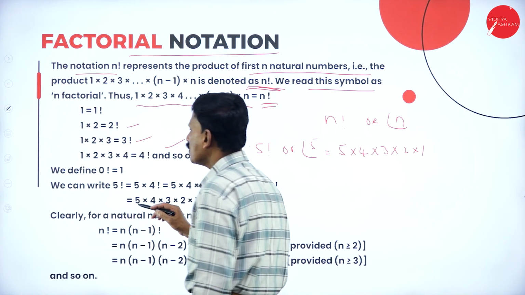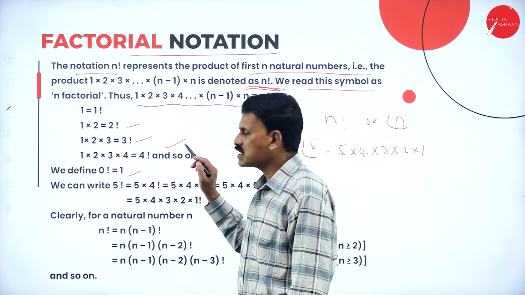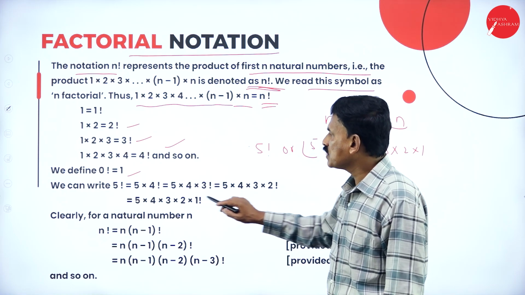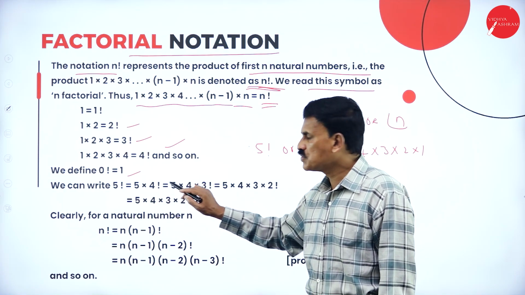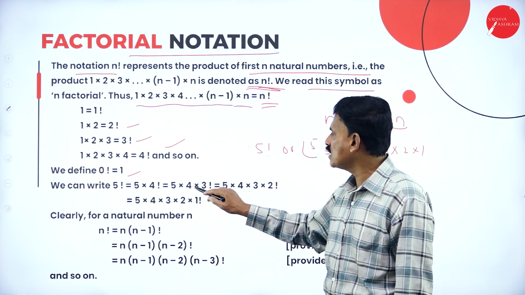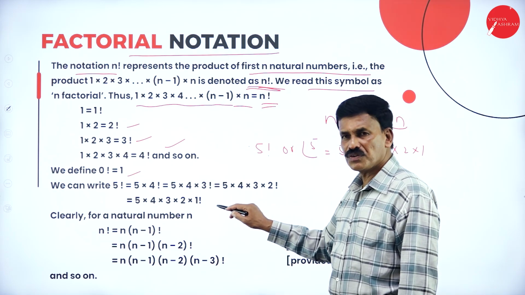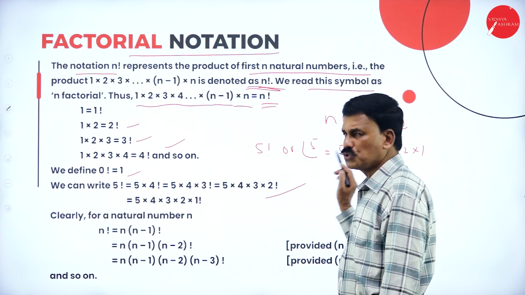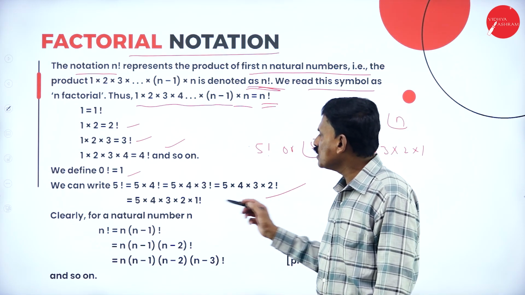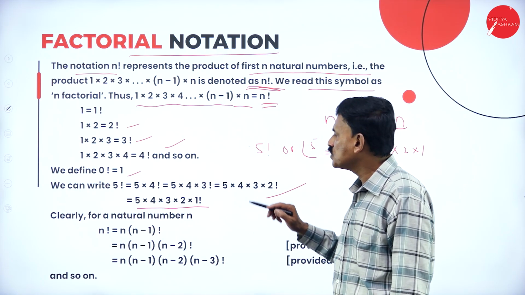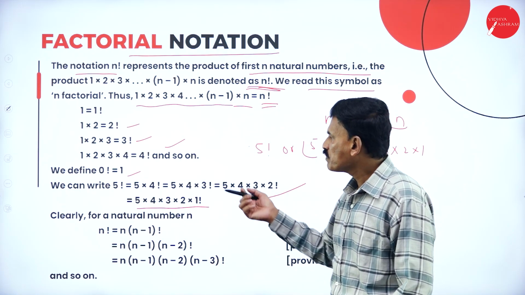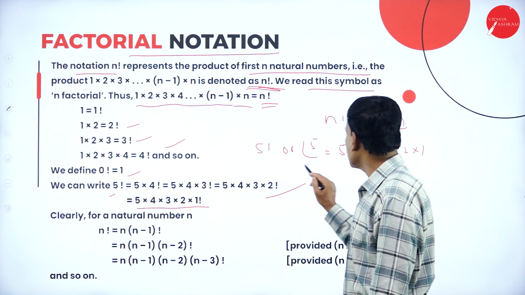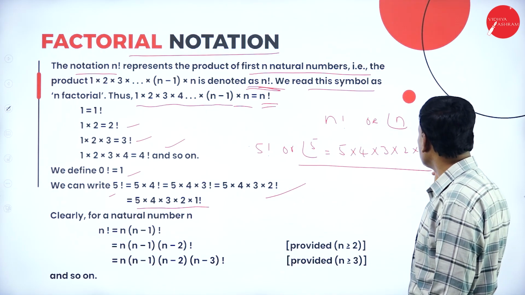So, since we define 0 factorial as 1, the factorial of 0 is equal to 1. Also, we can write the factorial of 5 as 5 into 4 factorial, where 4 factorial is nothing but 4 into 3 factorial, or that can also be written as 5 into 4 into 3 into 2 factorial. This can also be written as 5 into 4 into 3 into 2 into 1 factorial. So, there are different ways to express 5 factorial. 5 factorial can be written as 5 into 4 into 3 into 2 into 1.